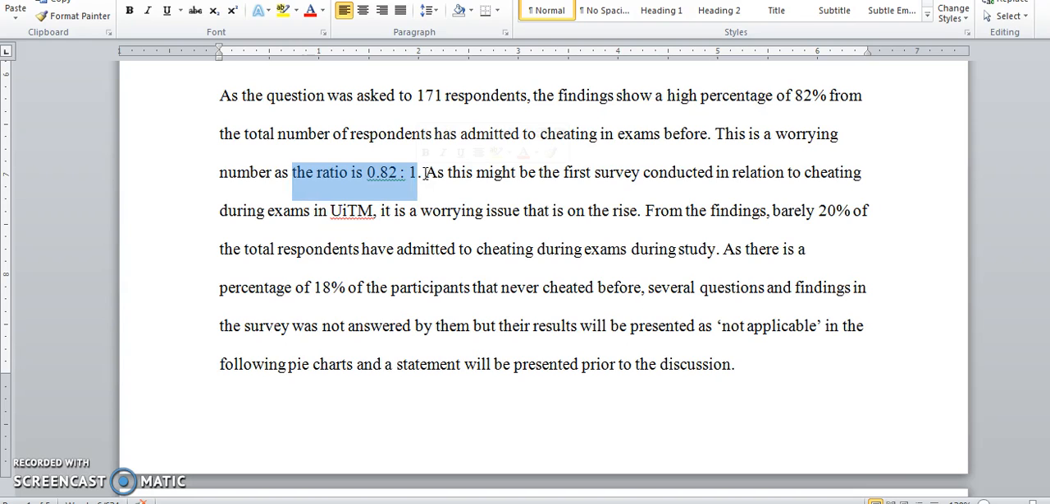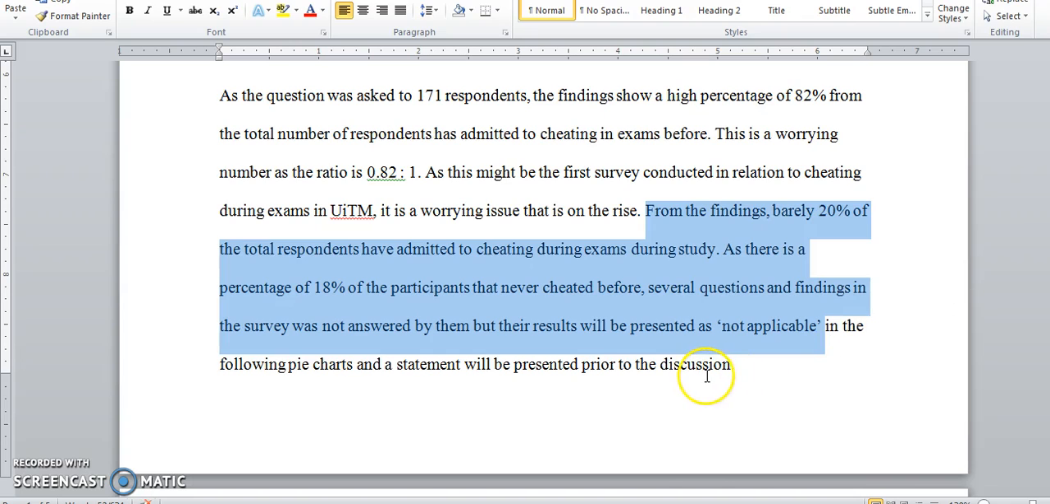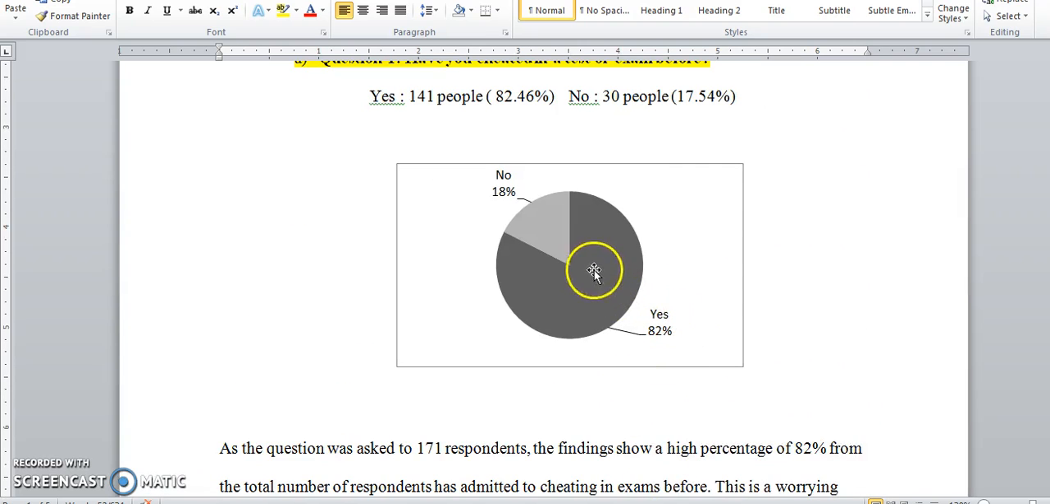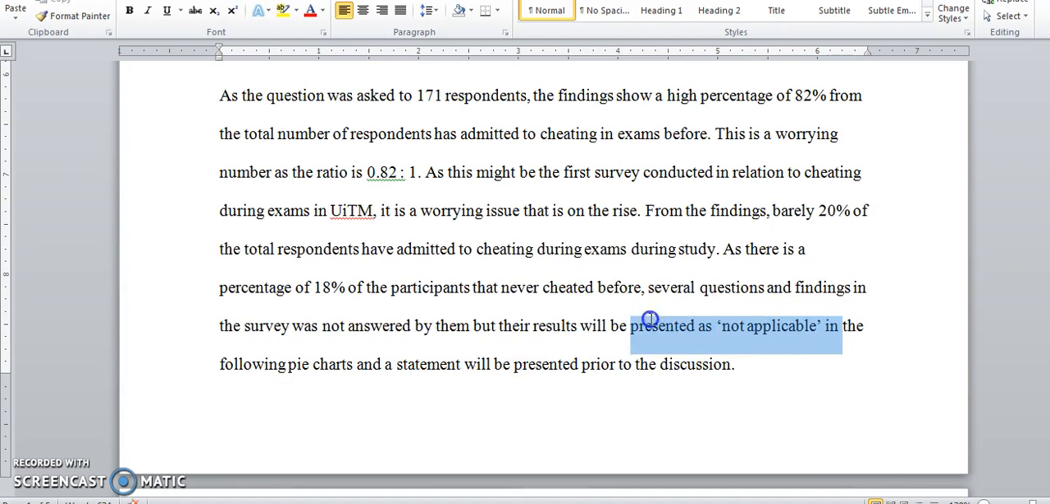So after that, if you continue reading this, I also mentioned how for some of the questions, it was not applicable. It means that I actually gave yes, no, and not applicable in my questionnaire, but no one picked not applicable. So I would put a sentence here that said no one said not applicable because they either cheated or they have never cheated before.